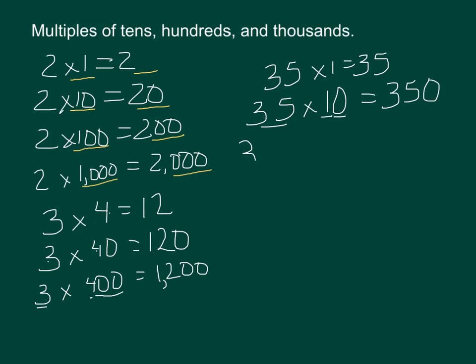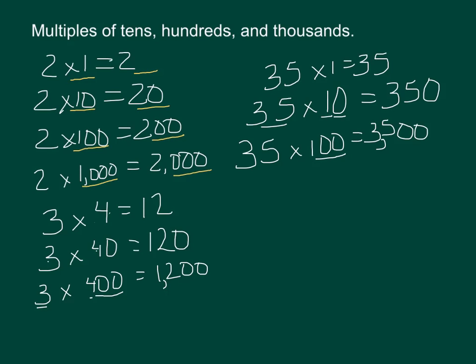What if I had 35 times 100? Same principle applies. 35 times 1 is 35. Here I have 2 zeros, so I'll simply slap 2 zeros on there.